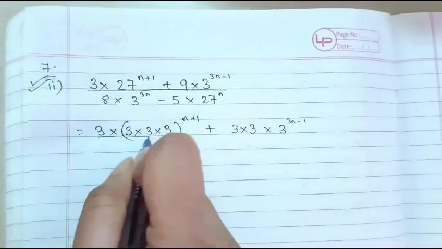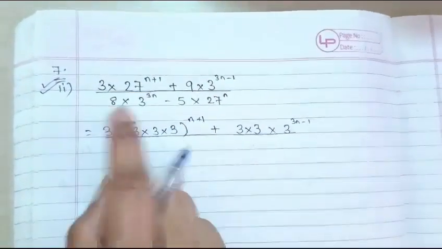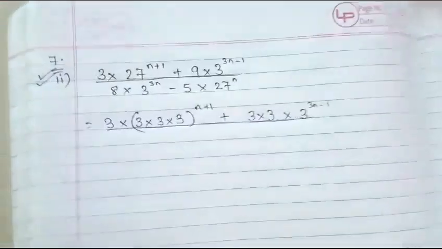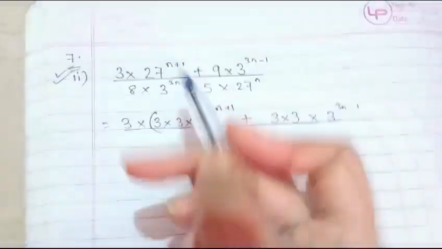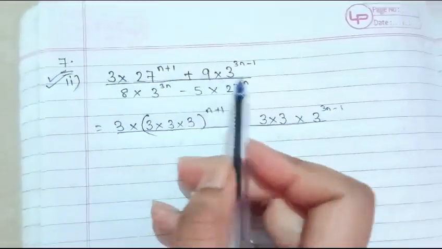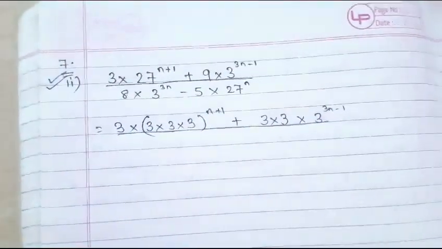Okay, then we have 8. Now the question would be like, are we supposed to break down 8 also as 2 into 2 into 2? But what do you see over here? Can you see any other factor of 8 or maybe factor of 2? No, right?